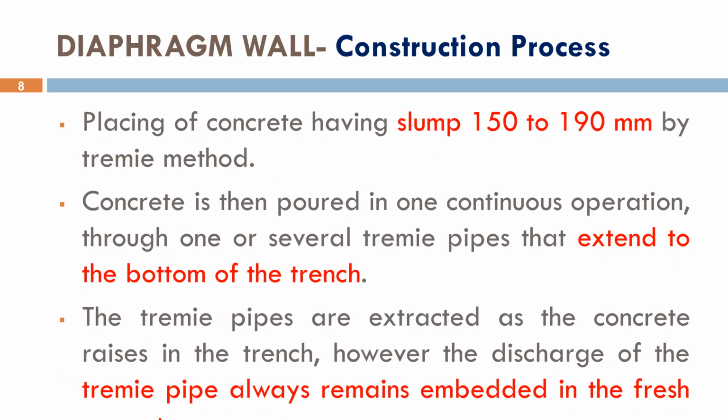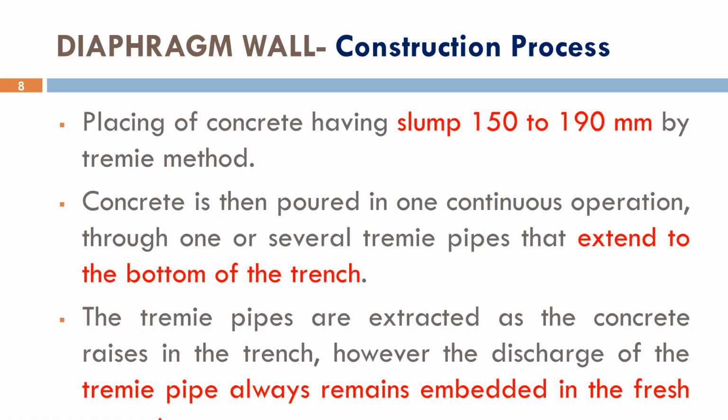Concrete placement is carried out using the Tremie method. Concrete with a slump of 150 to 190 millimeters is poured through Tremie pipes that extend to the bottom of the trench. The concrete is placed continuously without interruption. As fresh concrete rises from the bottom, it gradually displaces the bentonite slurry upward.